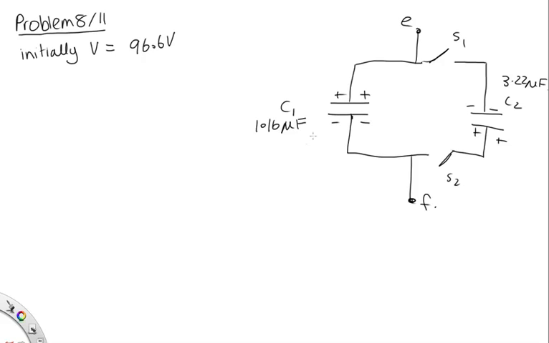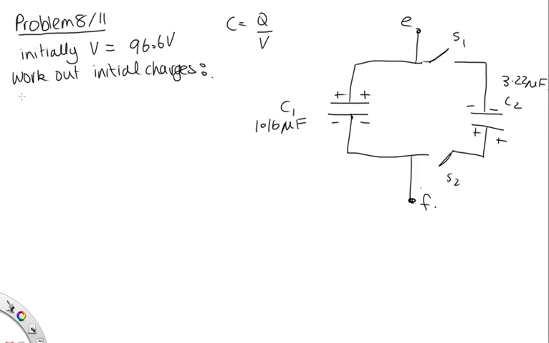So what we need to do is work out the initial charge here and the initial charge here, and then we'll be able to work out the total charge once the switch has been closed. Once we've got the total charge, we can use C is equal to Q over V to work out what our voltage is going to be, as we can work out the total capacitance for this situation. Okay, so let's work out initial charges.